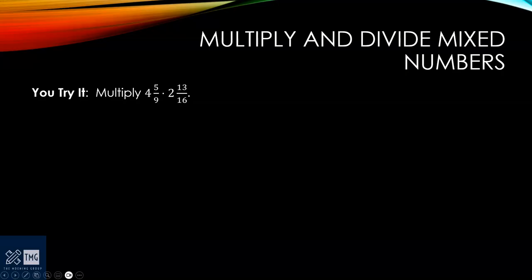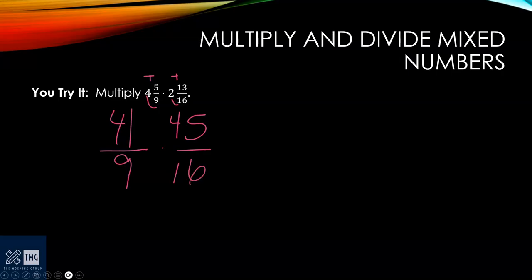So we first change our first one to an improper fraction. So 4 times 9 is 36. 36 plus 5 is 41. Denominator stays the same. In my second fraction, 2 times 16 is 32. 32 plus 13 is 45. Denominator stays the same. All right, so I'm going to rewrite this as I like to. 41 times 45 over 9 times 16.